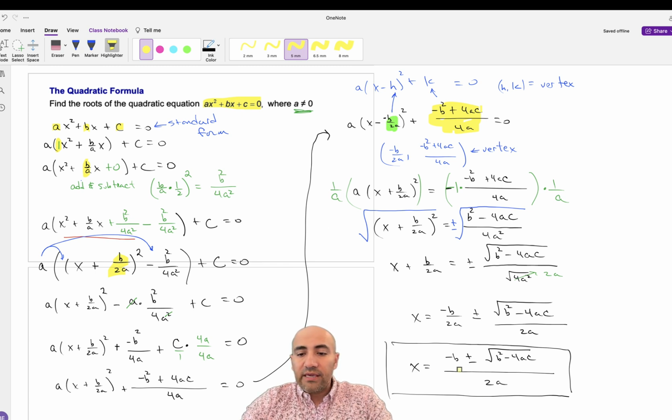It's negative b plus or minus the square root of b squared minus 4ac divided by 2a, right? And the a, the b, and the c refer to these constants that are right in front of here, right? So it's just a shortcut, so you don't have to repeat the complete the square process every time. We've done it in general, and now we have a nice little formula for it.